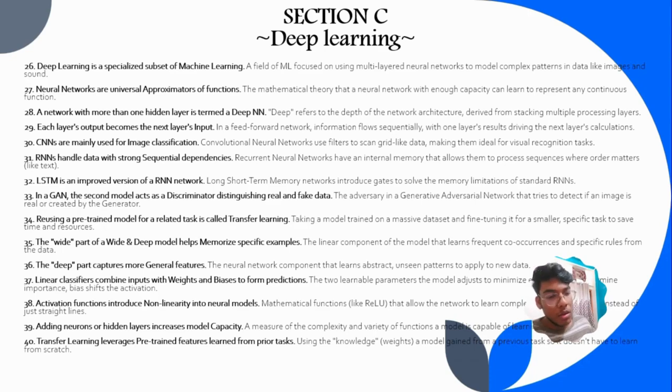Question 40. This is the last question of section C, and in this we are going to talk about pre-trained features. Training a huge model like GPT or NASNet costs millions of dollars and lots of human effort too. But you can't do that on your simple laptop, right? Instead, you download the brain that Google or Facebook already trained. You use the features they already learned, so you don't start from zero. So transfer learning leverages pre-trained features learned from a prior task and puts them into your own version.